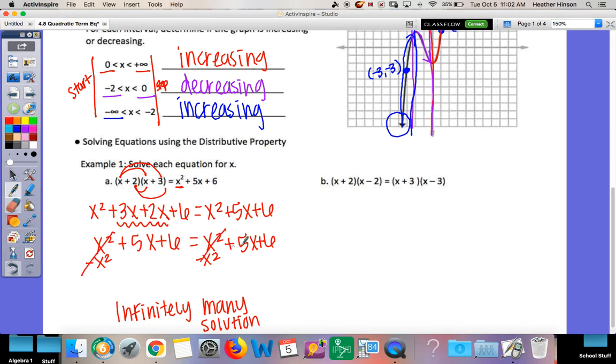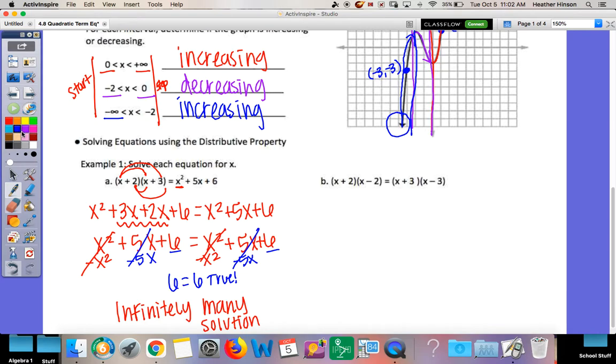So then I can get my x's together. If I subtract my 5x over, that cancels out as well. So then that just leaves me with these 6's. And that is a true statement. 6 does equal 6. So because all of my x's canceled out, and because that is true, it's infinitely many solutions.